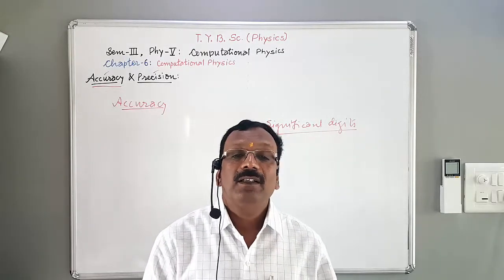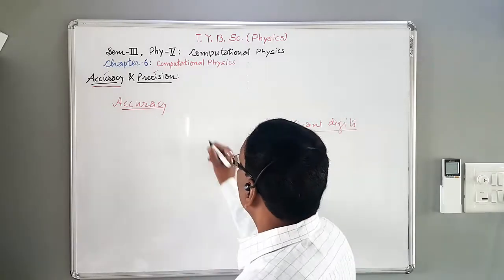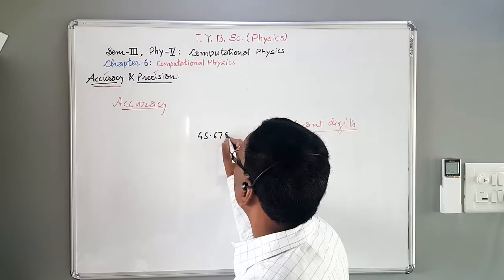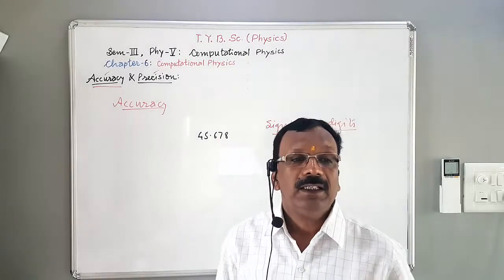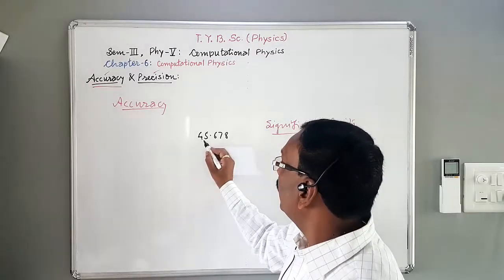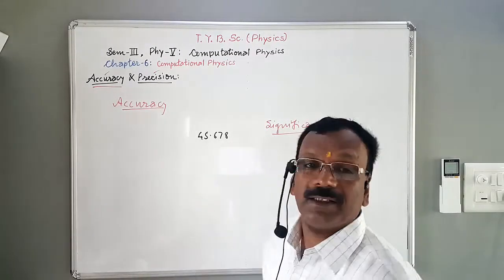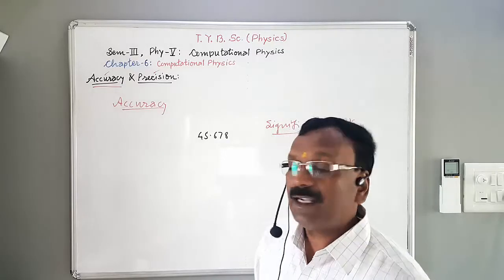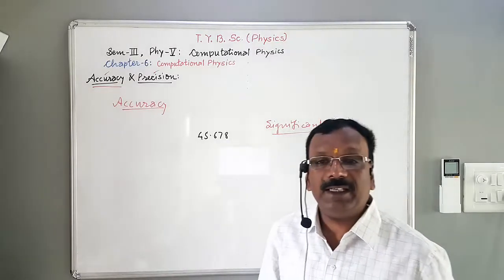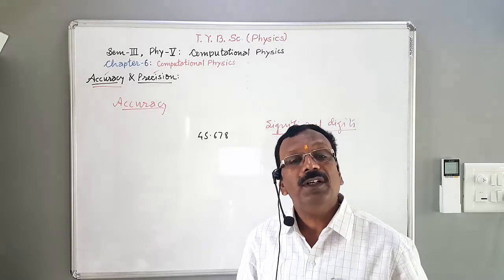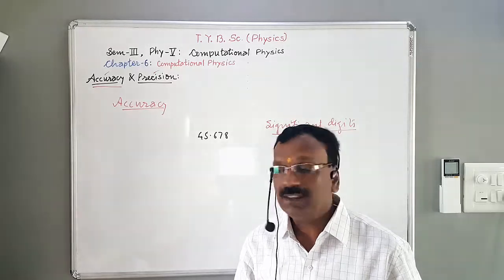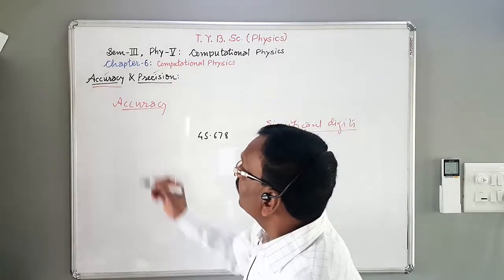For example, the number 45.678 is accurate to 5 significant digits: 1, 2, 3, 4, 5. Hence we can say that this number, 45.678, is accurate to 5 significant digits. This is about accuracy. Now what is precision?